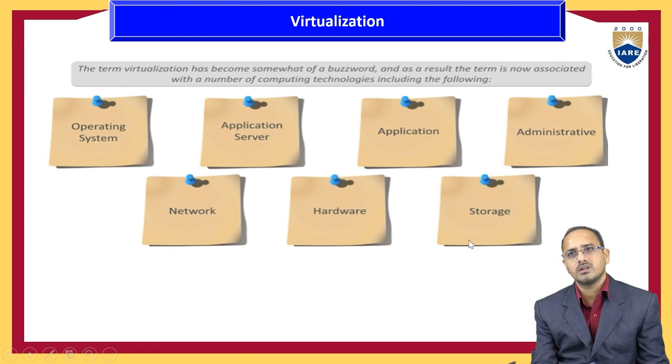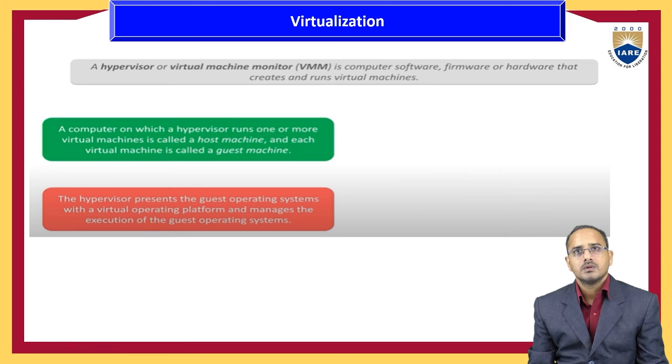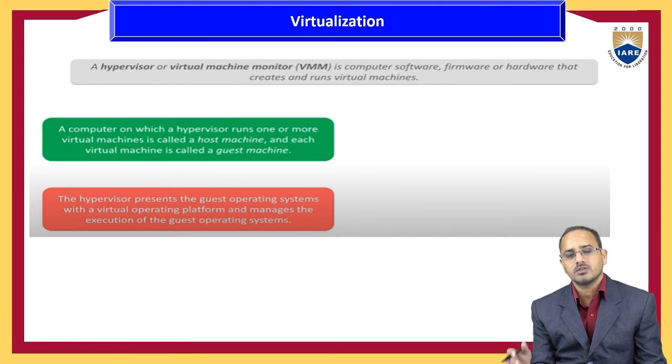So these are the technologies that have been mentioned, the seven things: operating system, application server, network, hardware, storage, and administrative, everything can be virtualized with the help of virtualization software, the hypervisor. So we are talking about virtualization, and the main software for creating virtualization is the hypervisor. So let us see what this hypervisor is.